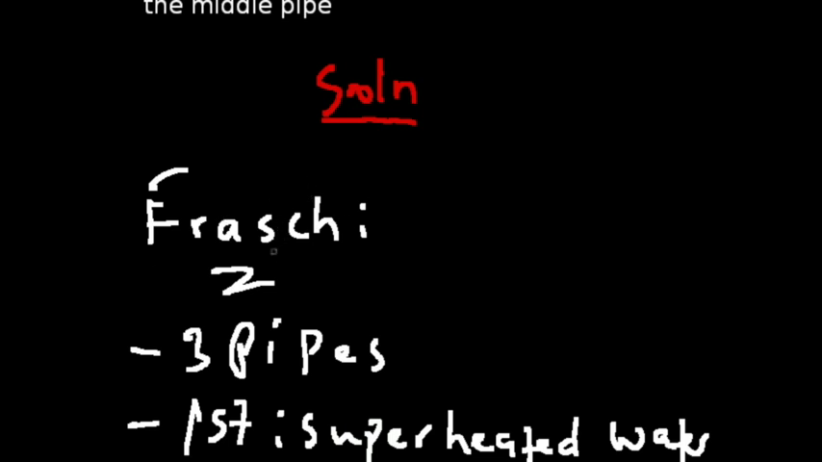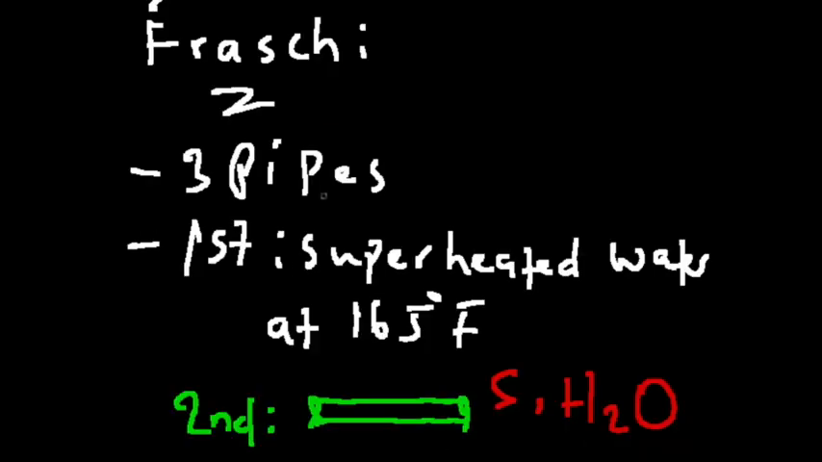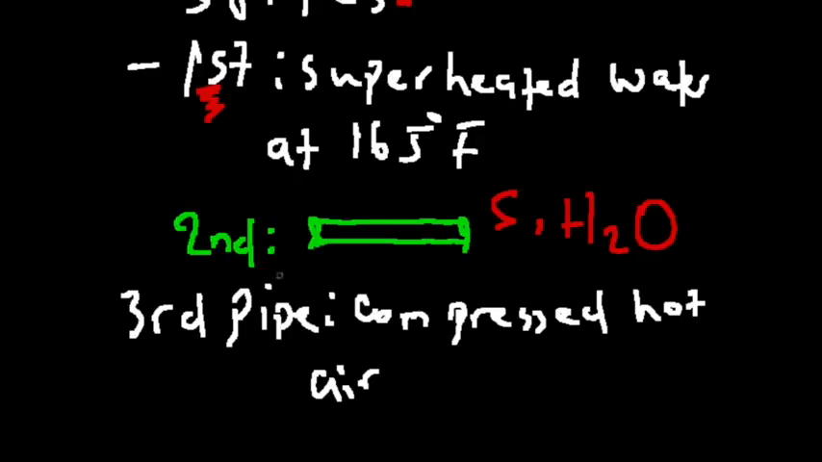sulfur is the Frasch process. In this process, 3 concentric pipes are used. For the first pipe, superheated water at 165 degrees Fahrenheit is blown into the outer pipe, and into the third pipe, compressed hot air is blown. So the question is, what happens to the second pipe?